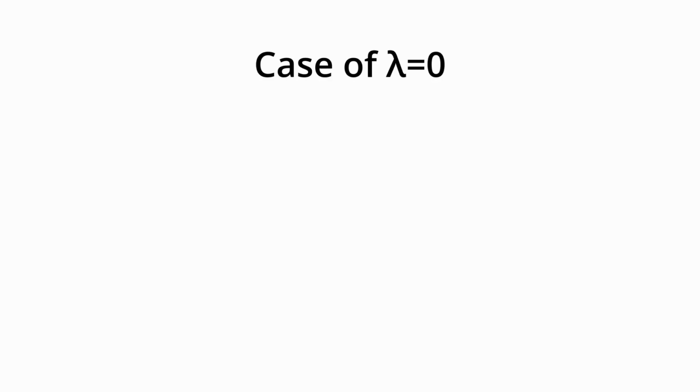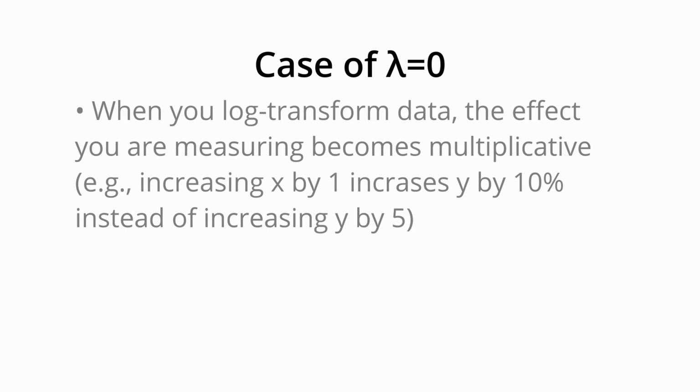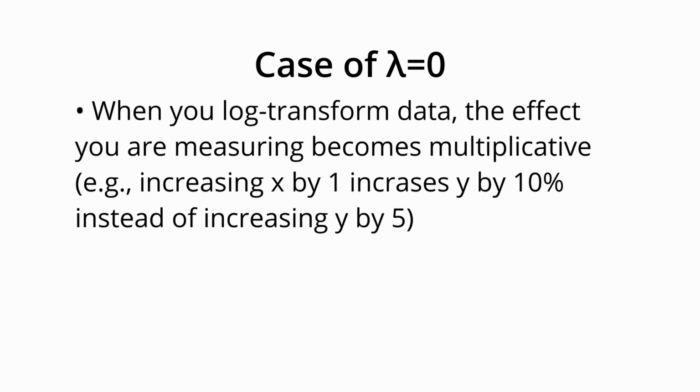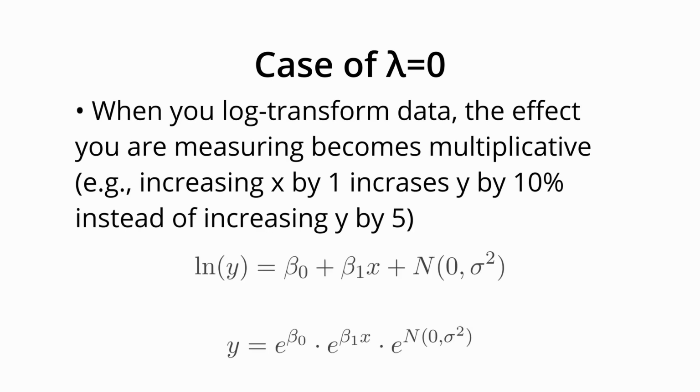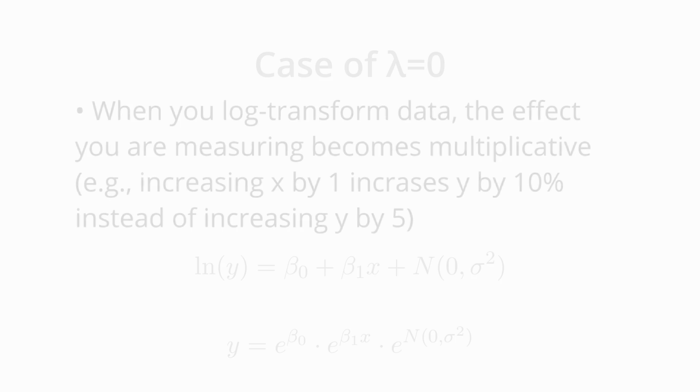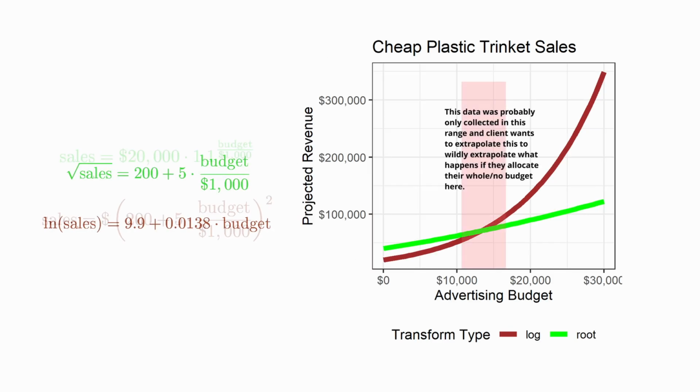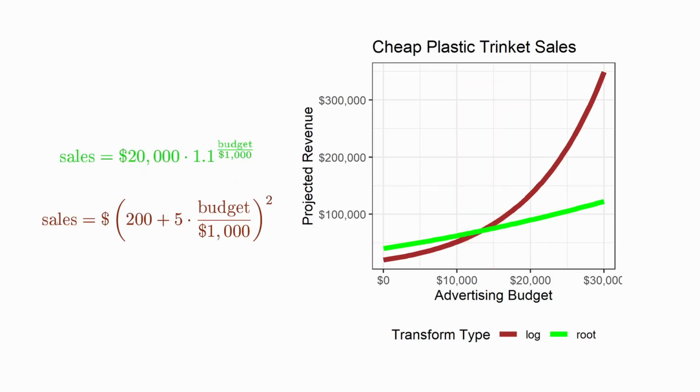Oftentimes, if this is a transformation I'm considering, I only look at the log transform case where lambda equals 0, since the interpretation of that model is that individual variables have a multiplicative effect rather than an additive effect, as you can see by just taking the exponential of both sides. This is somewhat easy to explain to a general audience versus the other transforms, like spending an extra $1,000 will increase sales by 10%, rather than increasing the square root of sales by 5.